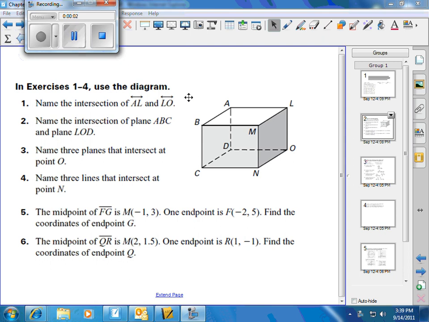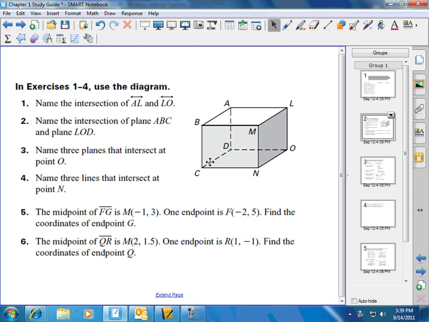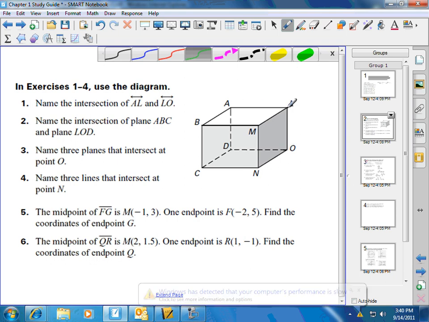Okay, we're looking at some sample questions to prepare for the Chapter 1 test. Number 1 says, name the intersection of line AL and LO. So we have line AL and LO represented here in these planes, and they intersect at point L.